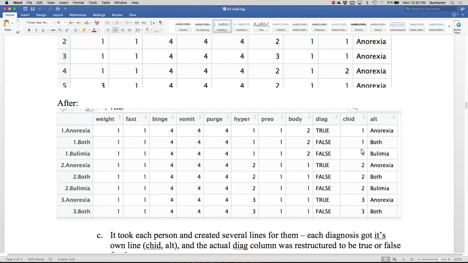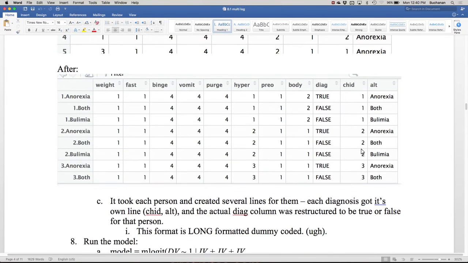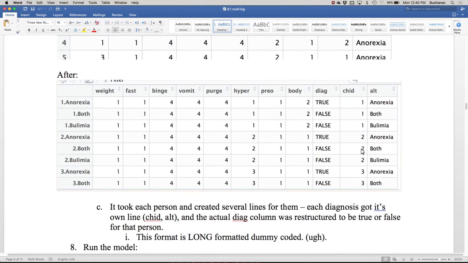CHID is the participant number. And then it has all three diagnoses and has just like true, false, false, true, false, false. I don't know why. It's just that's the format it has to be in. It also changed the row numbers over here. So this is still participant 1, 2. So each person gets 3 lines. Okay. And essentially that's long formatted dummy coding.